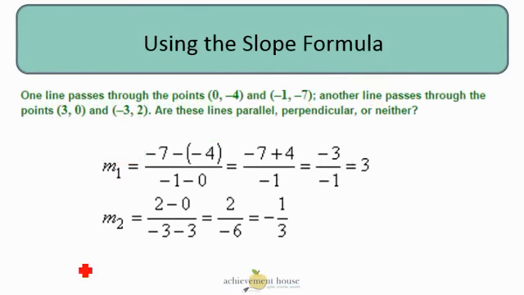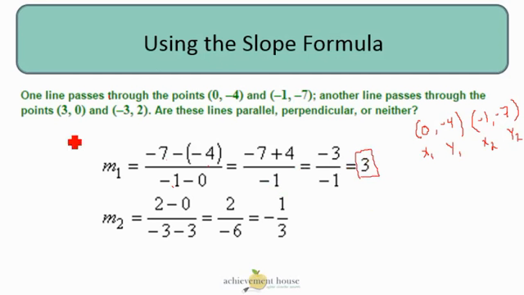Now we're going to look at two lines that are perpendicular. So I've got (0, -4) and (-1, -7). Make this x1, y1, x2, y2. Substitute those in. Y2 minus y1 over x2 minus x1. Do the math. -7 plus 4 is -3, over -1. -3 divided by -1 simplifies to 3.